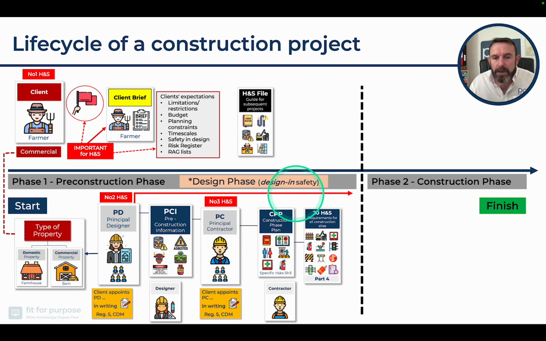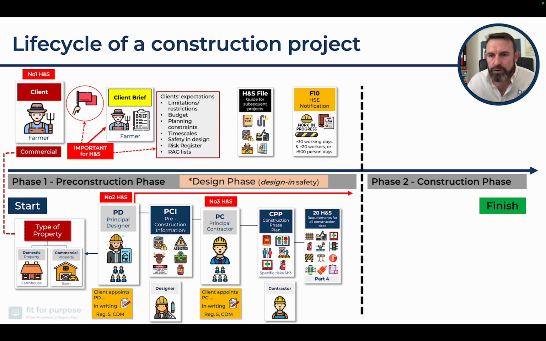The construction phase plan must contain 20 health and safety elements that are required within Part 4 of the regulations. That's generally your normal health and safety requirements that we tend to see all the time as normal practitioners. When we move on, the F10: does the project require notification? This all must happen in the pre-construction phase, phase 1.